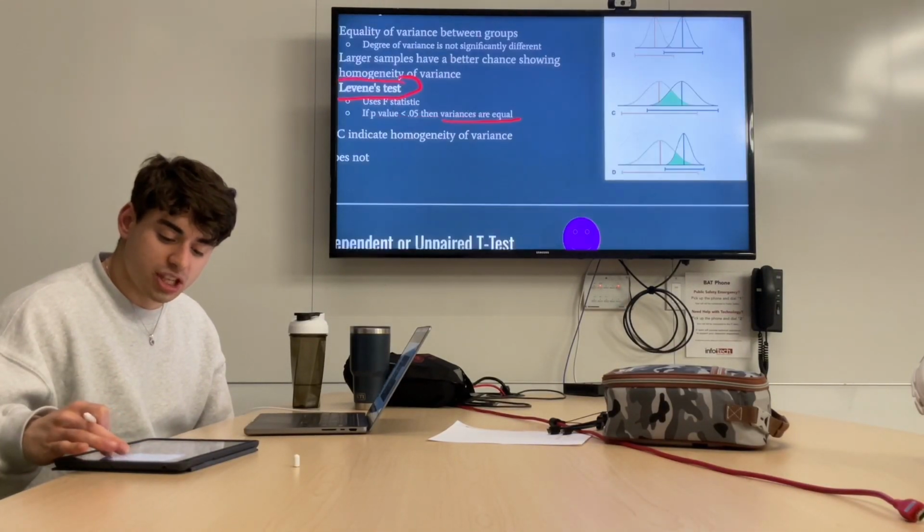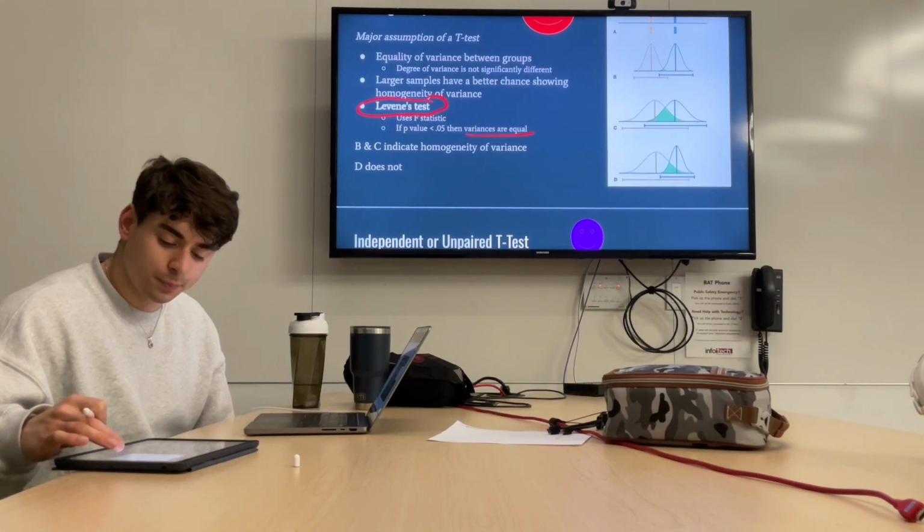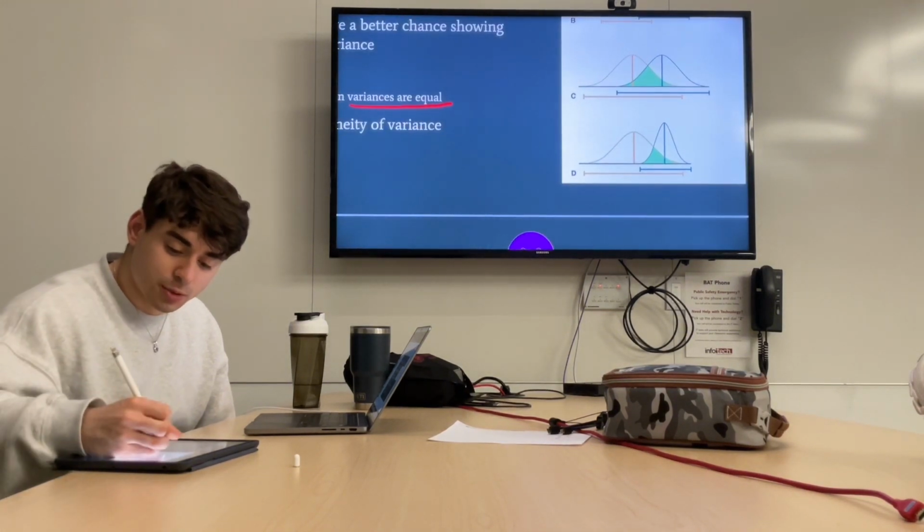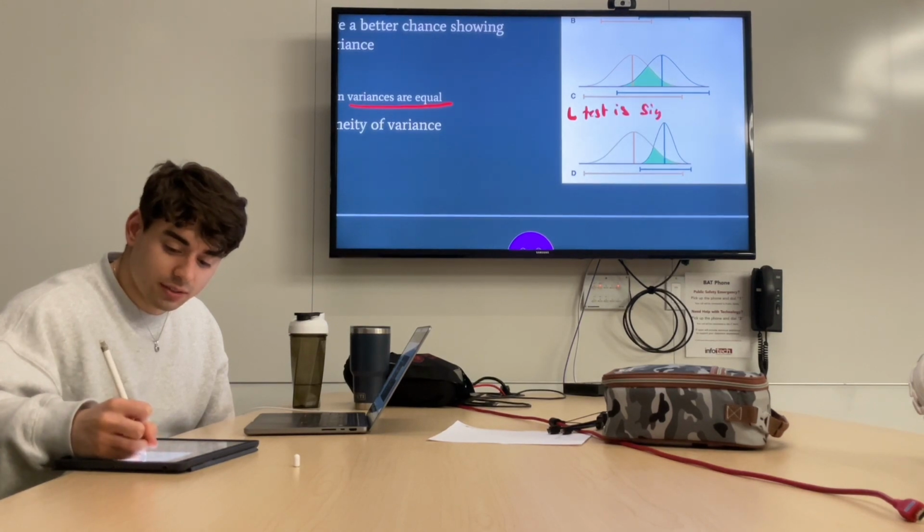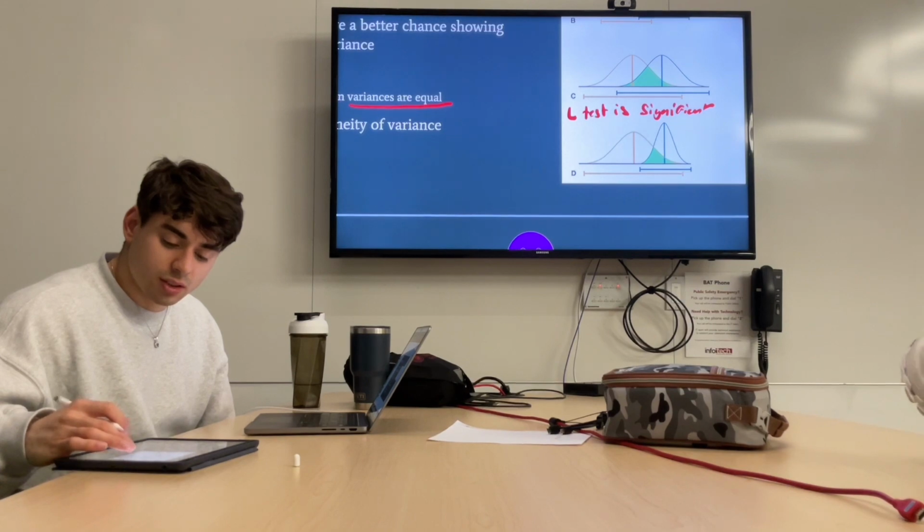In this example here, Levene's test, we'll say the L test, is significant, right? How can you tell that that's 0.05 for that? Oh wait, not significant.